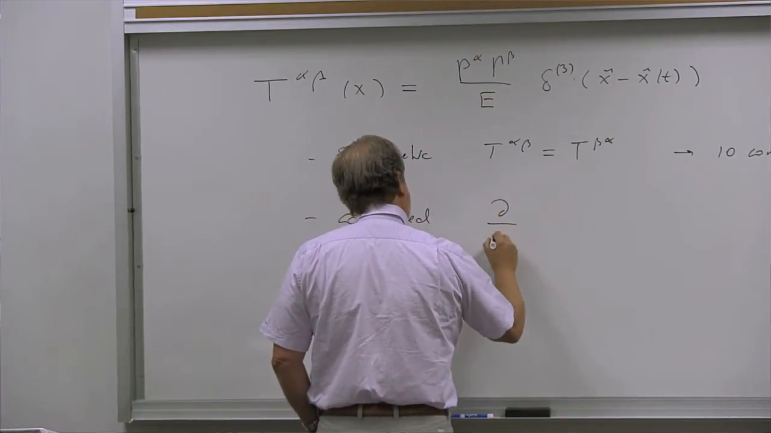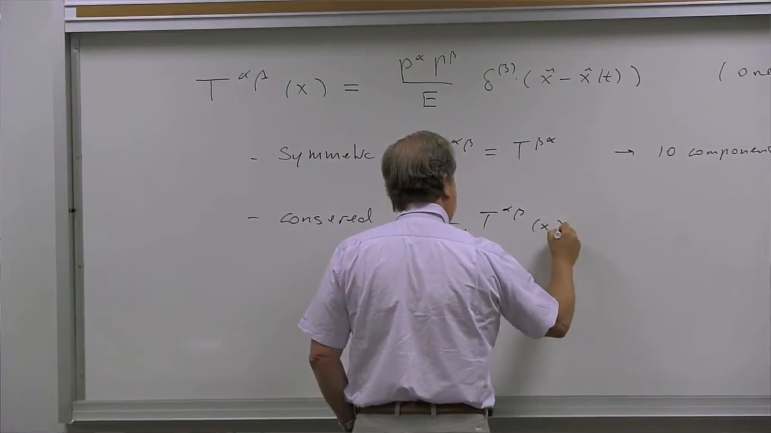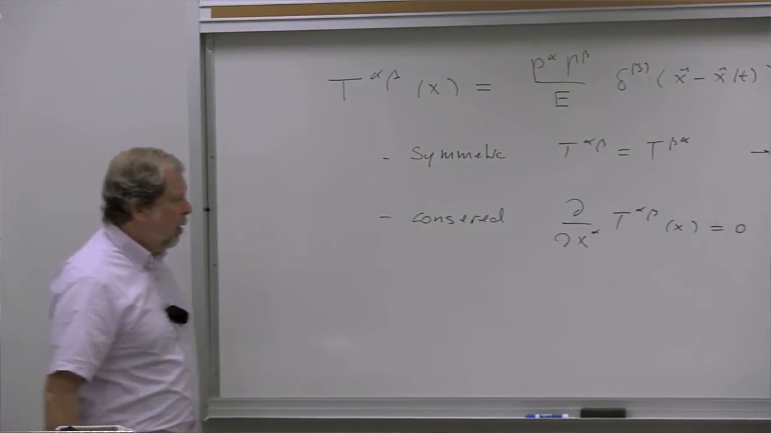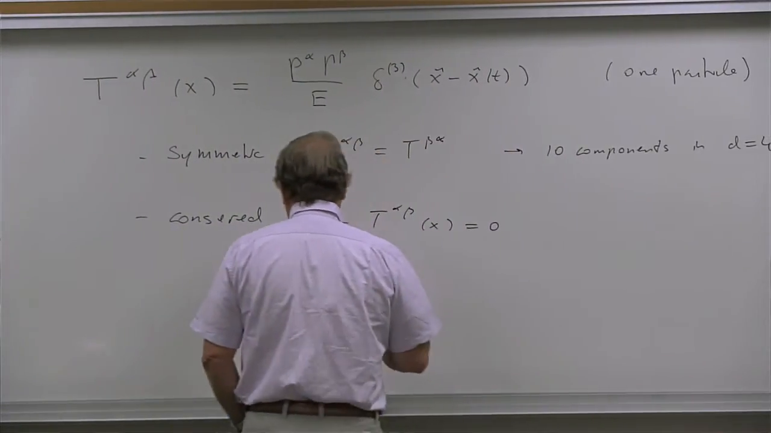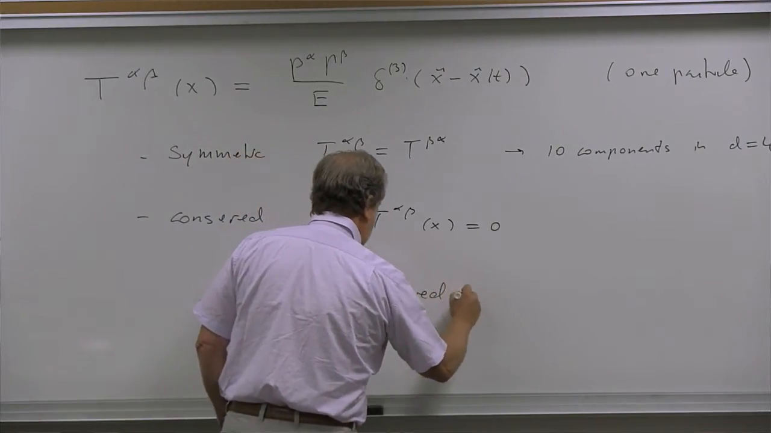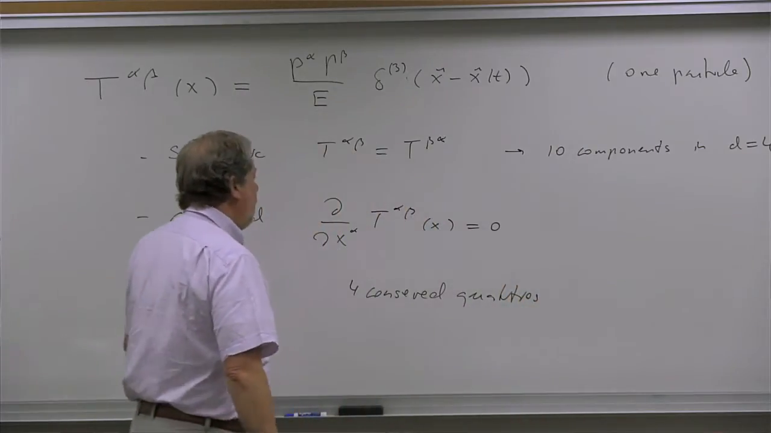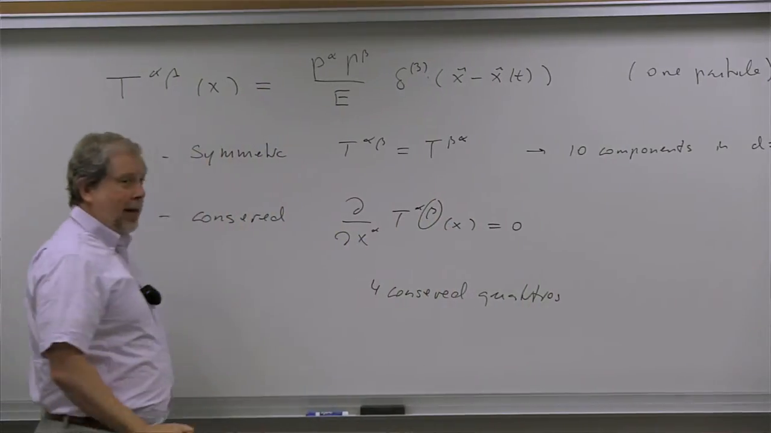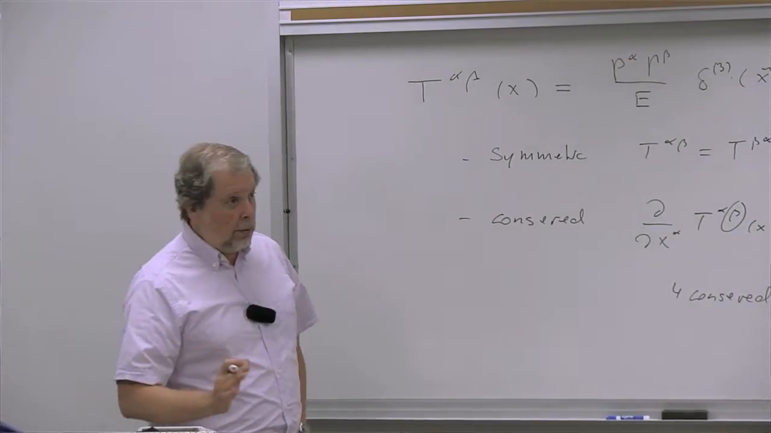that d by dx alpha of T alpha beta of x is equal to 0, right? So it is a conserved quantity. And so that means that we can construct 4 conserved quantities. Okay. And the reason why you have 4 conserved quantities is because there is still that index that ranges from 0 to 3 or 1 to 4, right?